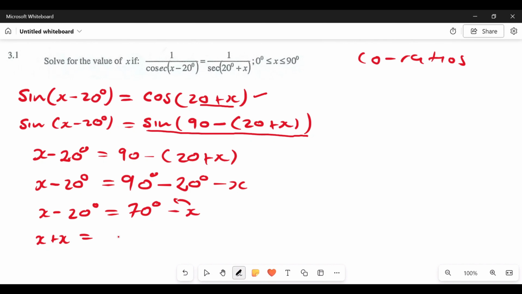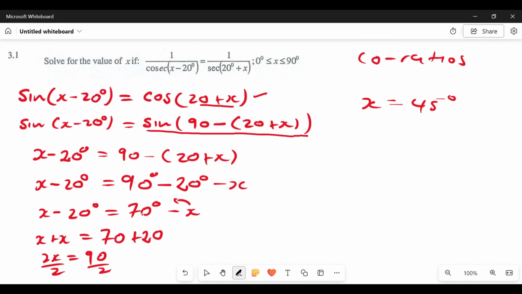And then this is going to be equal to 70, and we transpose this 20 to the right hand side, and then we're going to have plus 20 degrees. Now we're going to have 2x, and then this is going to be 90. Now divide by 2, and our x is going to be 45 degrees.